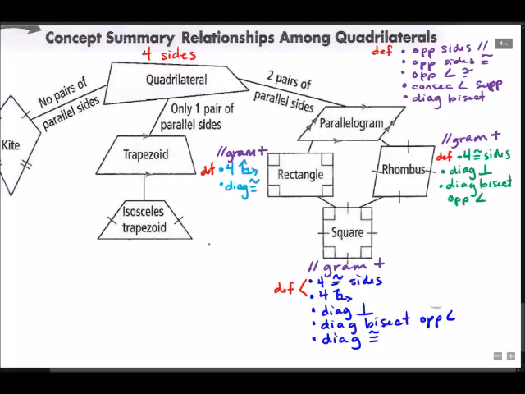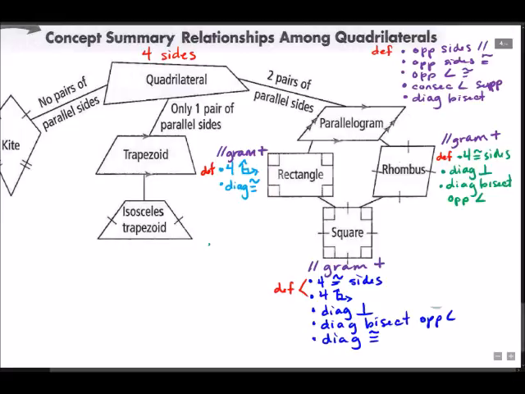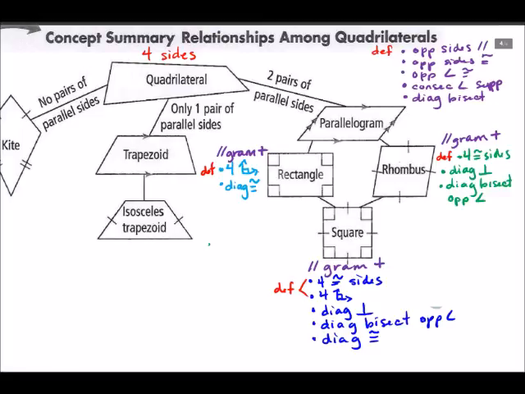And so for our square, which is a parallelogram plus 4 congruent sides and 4 right angles, that's our definition, right? We have everything from the other 2. So from our rhombus, diagonals are perpendicular and diagonals bisect opposite angles. And from our rectangle, diagonals are congruent. So a square has 5 parallelogram properties plus 5 more special properties of its own.